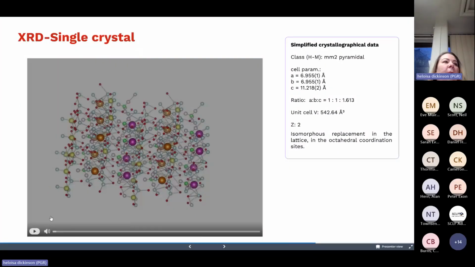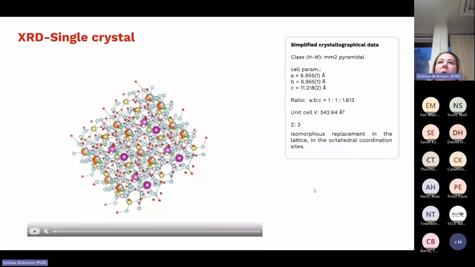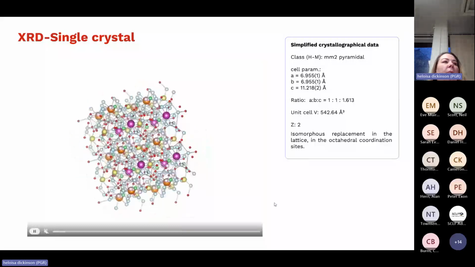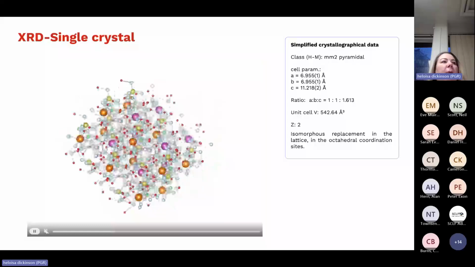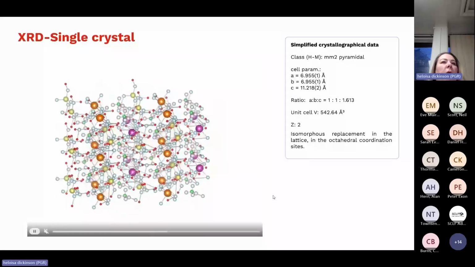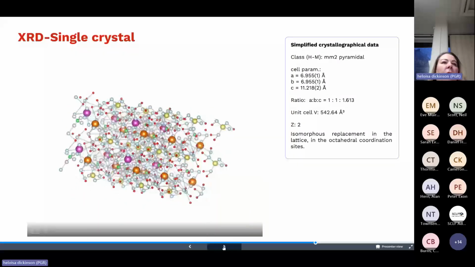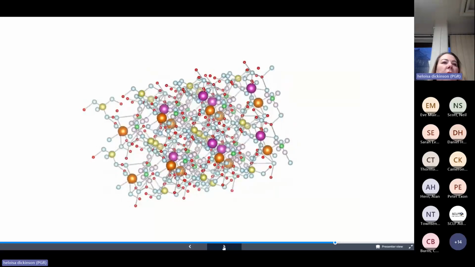This is a crystal structure that I created with the data that we got from XRD single crystal. This is the simplified data here. And here we can see the cobalt in purple substituting the magnesium that is orange here. So it's an isomorphous replacement in the octahedral site of the crystal.